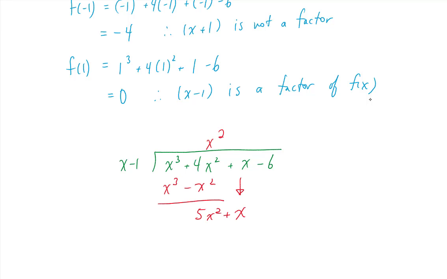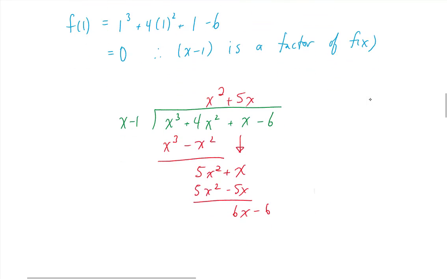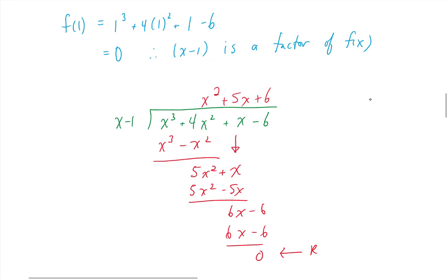Next, we need to get rid of the 5x squared. So I'm going to multiply x minus 1 by 5x. And finally, let's get rid of the 6x by multiplying x minus 1 by 6. Notice we've achieved our goal. We have a remainder of 0. So again, this verifies that x minus 1 is a factor.